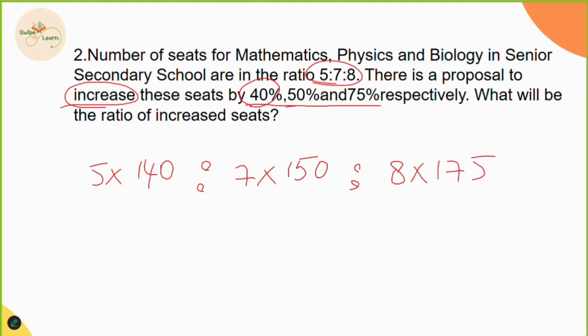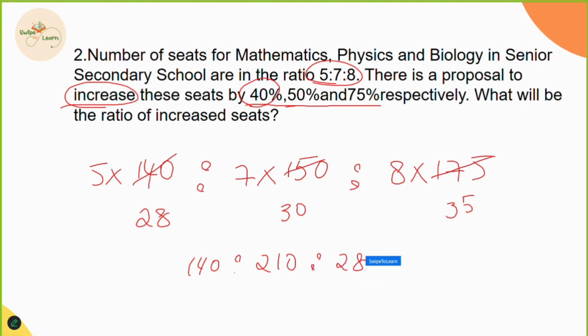There's a possibility of cancellation, which is 28 times. This is 30 times and this is 35 times. So the final ratio will be 140 is to 210 is to, and 8 into 35 becomes 280. I think again there is a possible way of cancellation.